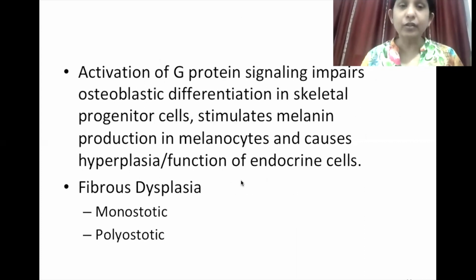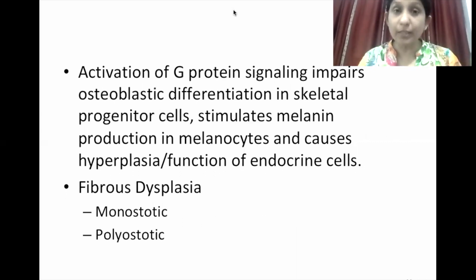There is activation of G protein signaling, which impairs the osteoblastic differentiation in skeletal progenitor cells, and also stimulates melanin production. So that's what I said, you will have problems in bone formation as well as pigmentation problems and in endocrine cells. Depending upon the number of bones affected, fibrous dysplasia can be classified into monoostotic and polyostotic. Monoostotic means it's going to affect only a single bone, and polyostotic means it's going to affect more than one bone.